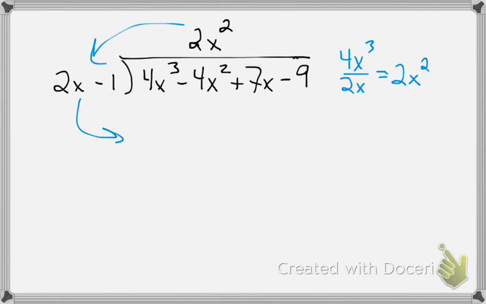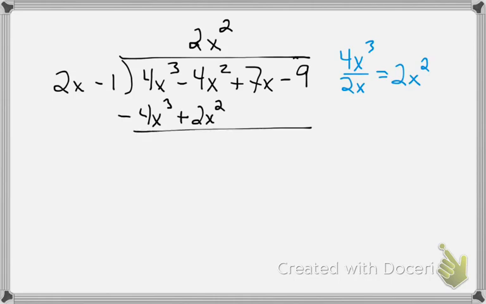Multiply the 2x squared by the divisor, 2x minus 1, right? What's that going to give me? 4x cubed minus 2x squared. You guys agree? Notice I put them in the right columns, right? Now what? You're subtracting, and that means flip your signs. You guys agree? What's going to happen now? That cancels out. Yeah, 4x cubed minus 4x cubed cancels out.